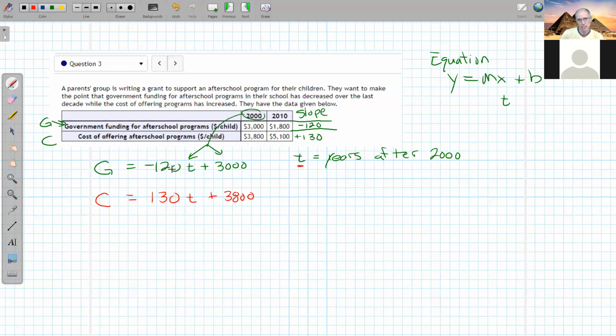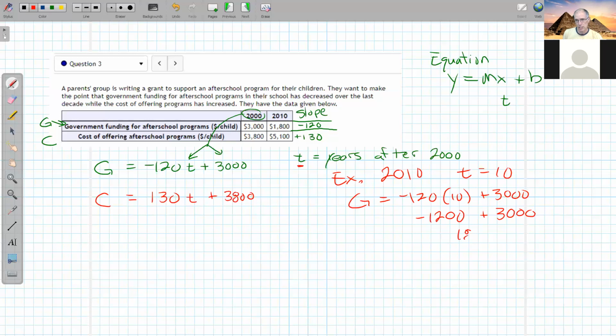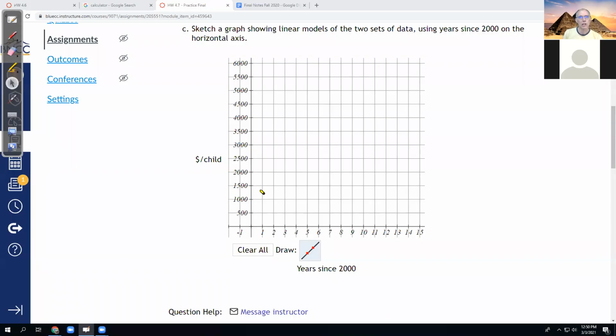So for example, 2010 is 10 years later. And so if into our government equation we plugged in t equals 10, that would give us negative 1,200 plus 3,000, or 3,000 minus 1,200, which is 1,800, which is the number we were given there. So my formula checks out okay. And that graph looks like a triangle. I got it wrong the first time because I only made one line.